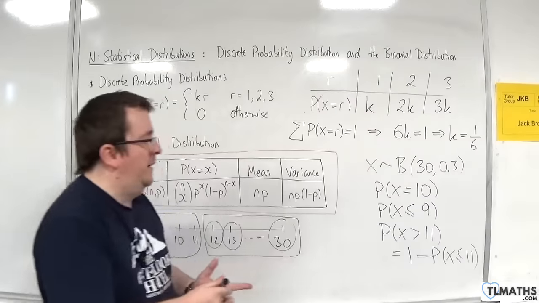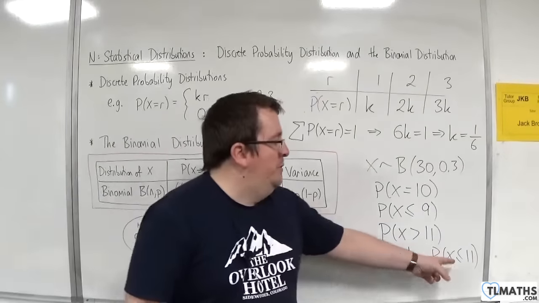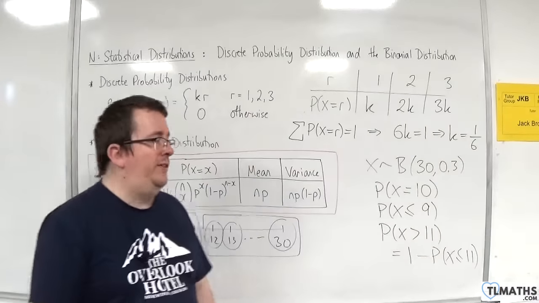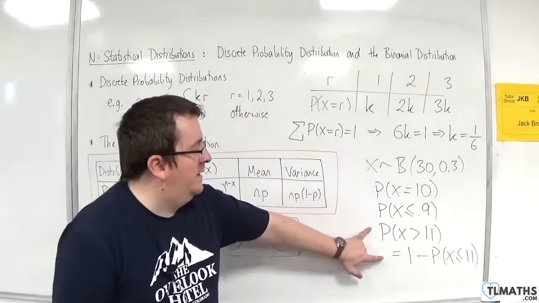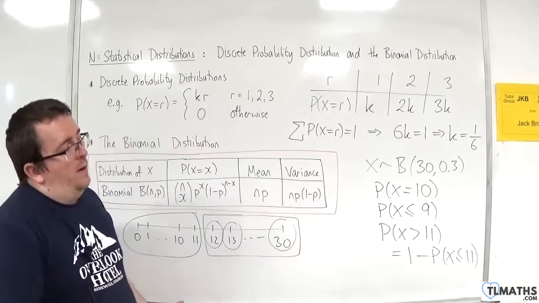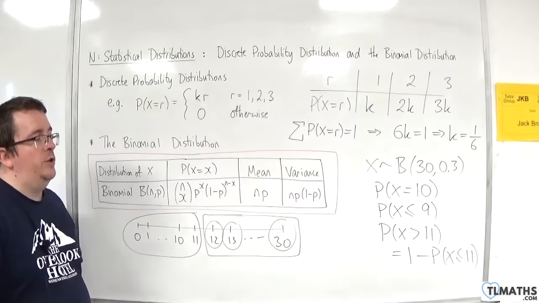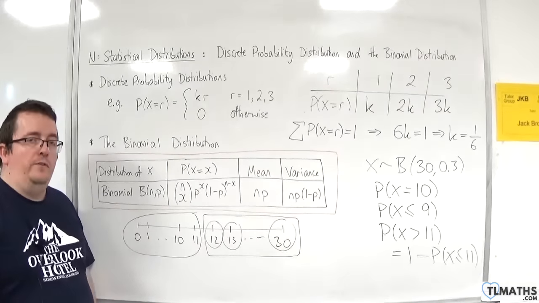So if you're using the ClassWiz, you can only find less than or equal to probabilities on it. So you would have to do that kind of calculation. If you've got the NumWorks, for example, then you could do that calculation straight off on that.